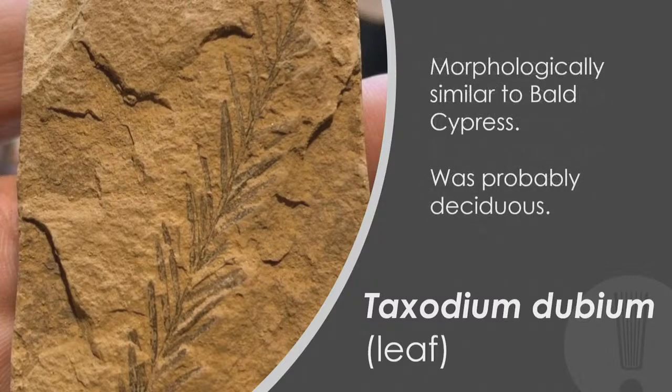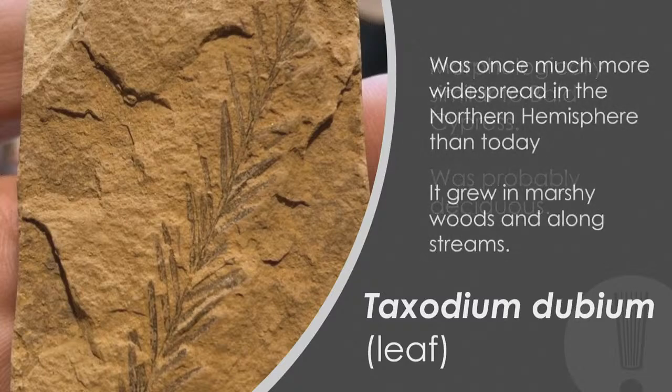Morphologically very similar to the bald cypress, and was probably deciduous, meaning it lost its leaves in the wintertime, just like our modern-day bald cypress. Was once much more widespread in the northern hemisphere than today, grew in marshy woods and along streams, just like our modern bald cypress.